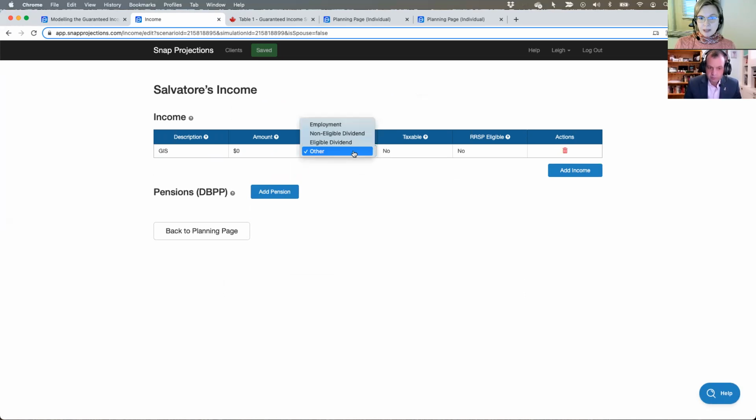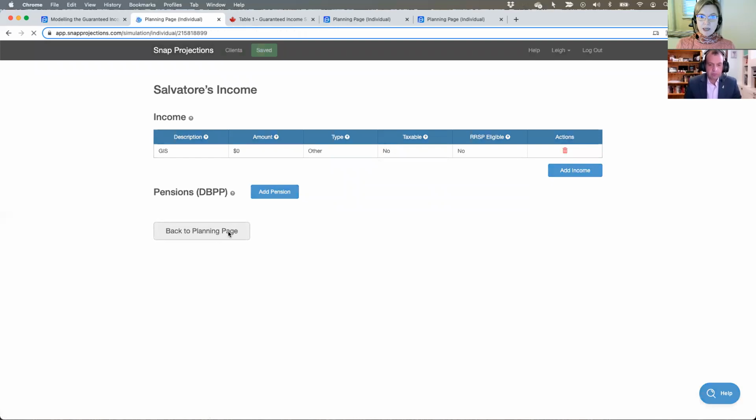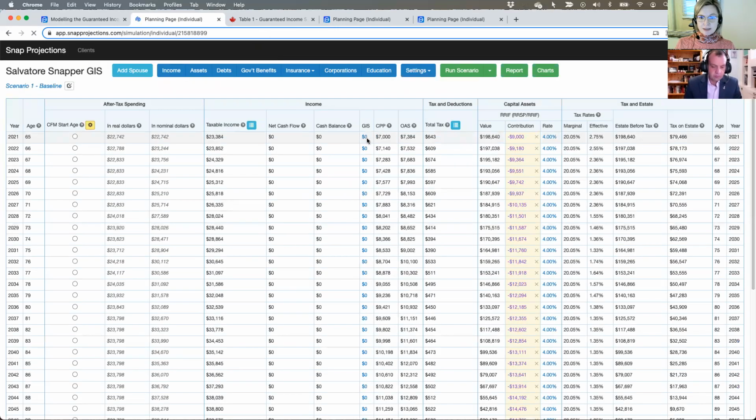The type is going to be other. So it's not employment income or any kind of dividend income. It's not taxable, and I don't have to worry about it affecting RSP room. So I can just click back to the planning page and we'll have a new column for GIS that has zeros in it. To start with, I just click on that amount, 0, and change it to 1630.32. That was the amount that multiplying the $135 a month works out to.